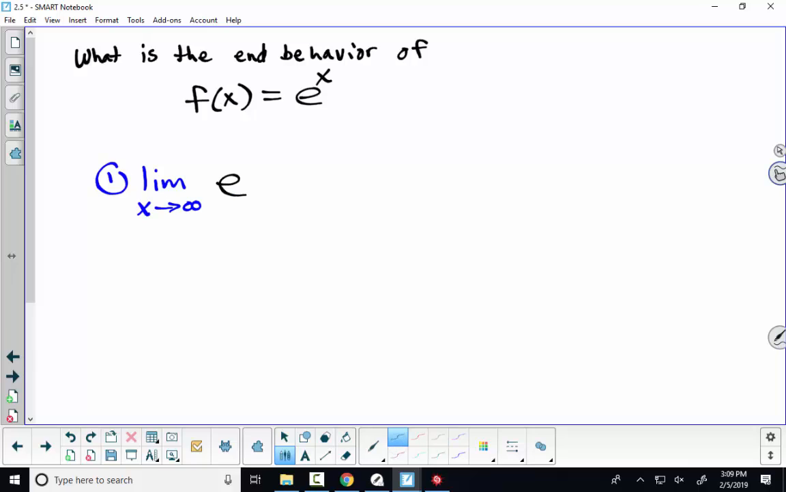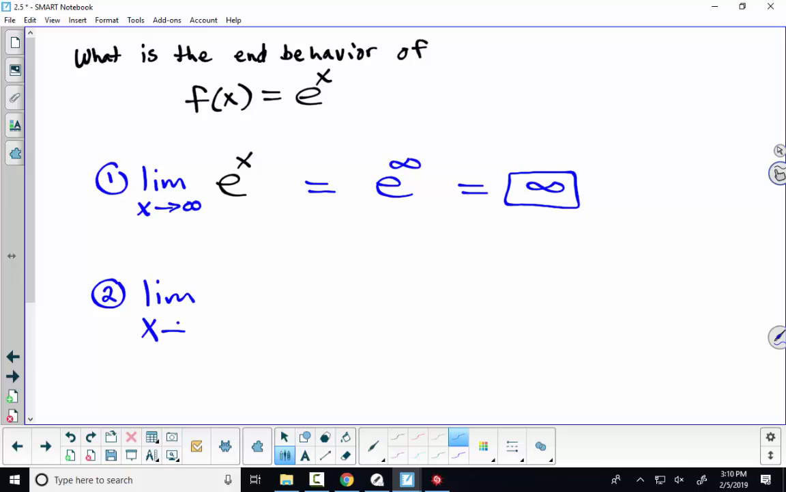So what's the limit as x approaches infinity of e to the x? Think about it this way. What's e, which is 2.71828? What's that number raised to a larger and larger power? Infinity, yeah. What does the graph look like again? We'll be able to tell in a minute. We've got one end. The other end is as x approaches negative infinity on the function e to the x.